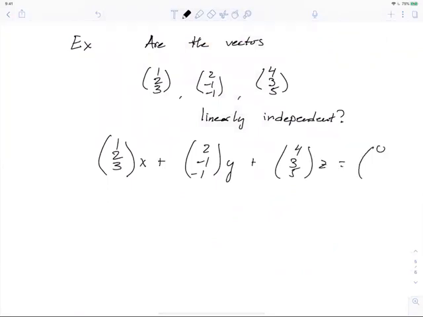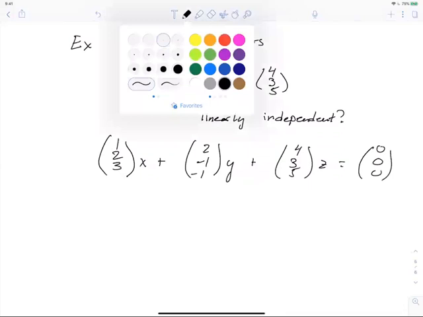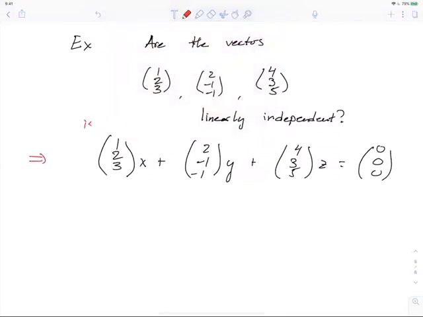To get the zero vector in a non-trivial way. So this is the same thing as asking, is there a non-zero solution to this? Or maybe more accurately, is the only solution zero? If they're linearly independent, then in fact, it will be the case that the only solution is the zero solution.